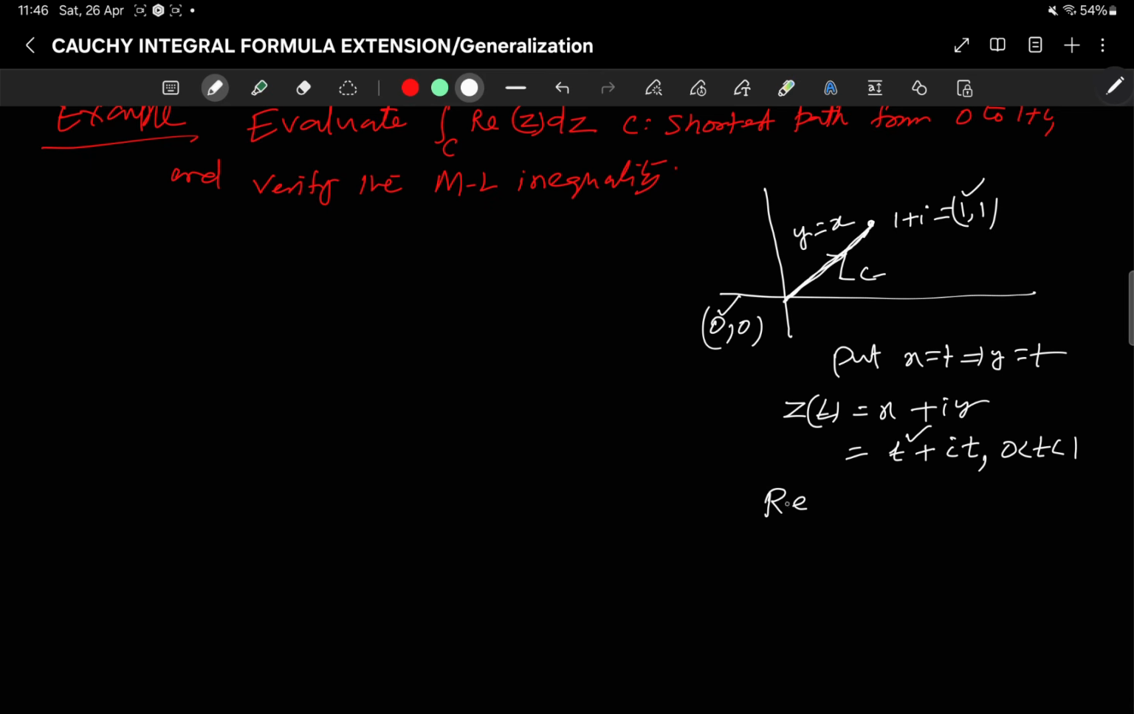Now what is your dz, you find. The derivative of t is 1, the derivative of it is i, so dz by dt is 1 plus i. So dz is (1 plus i) dt. Now what is the real part of z?